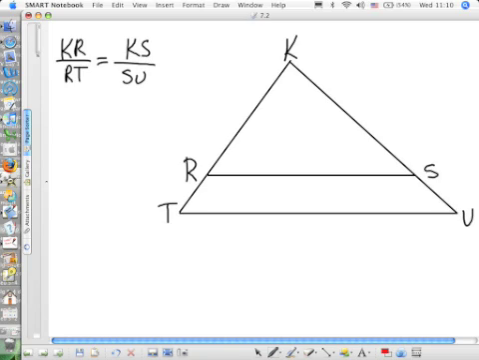Okay, now I want to point out to you this problem, the chart that you're filling in for your homework on page 247. Okay? 24.